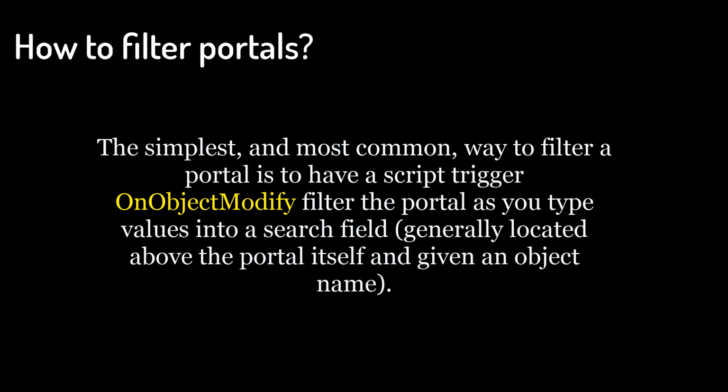The simplest and most common way to filter a portal is to have a script trigger on Object Modify filter the portal as you type values into a search field, generally located above the portal itself and given an object name.